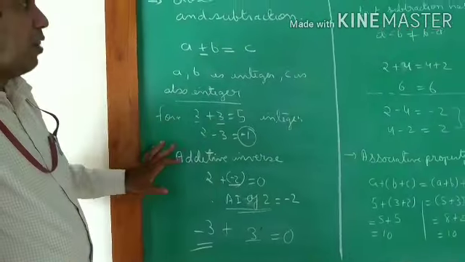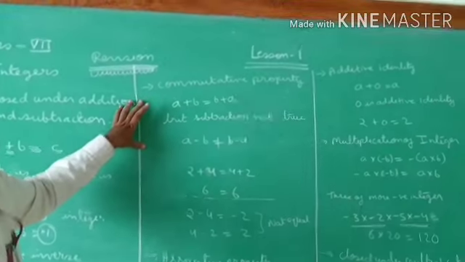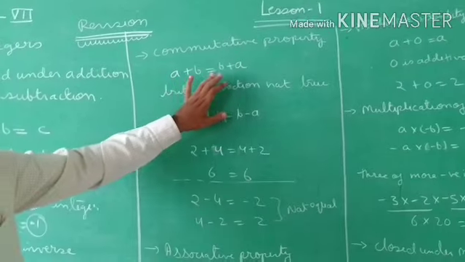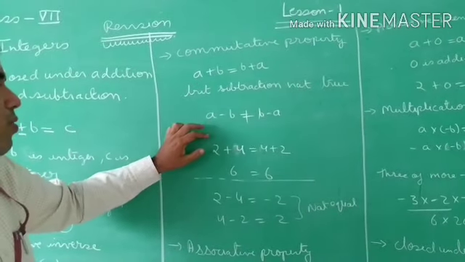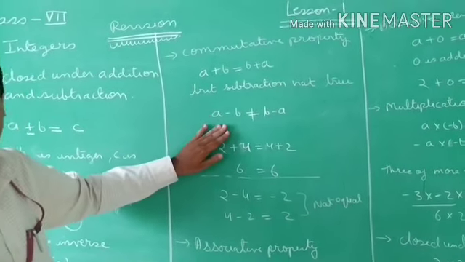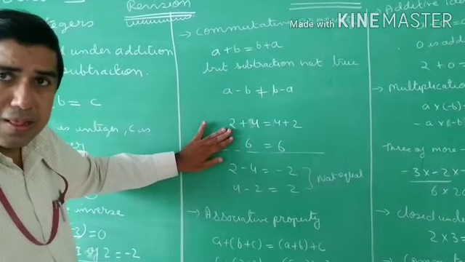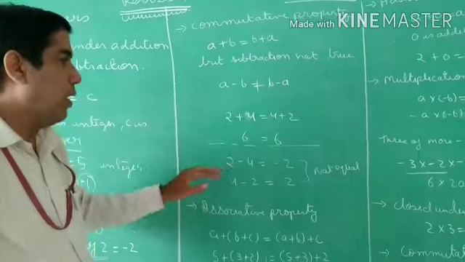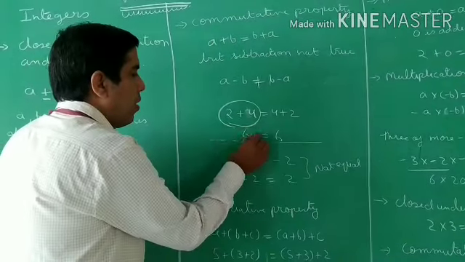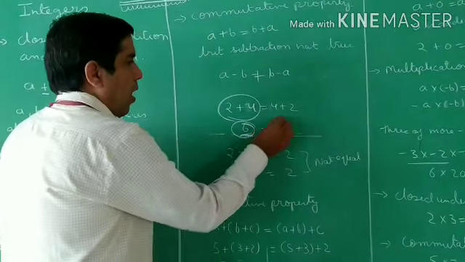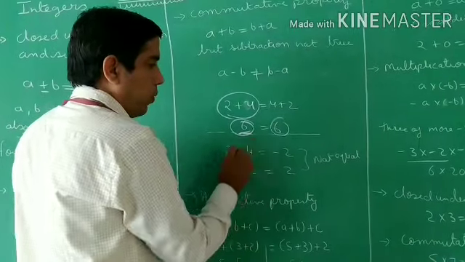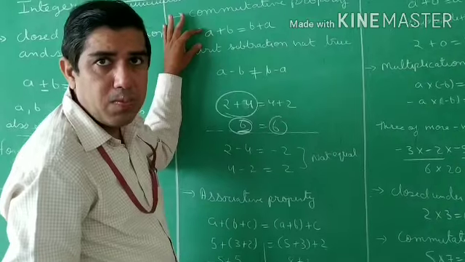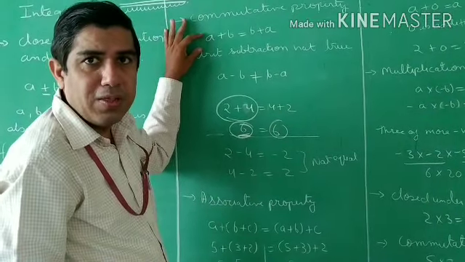Now, next one, the commutative property on the basis of addition. A plus B is equal to B plus A. Now you can see here, it is not true for subtraction. Just see the example. 2 plus 4 is equal to 4 plus 2. We have to verify. So 2 plus 4, what is the answer? We got the answer 6. And 4 plus 2 is also 6. So it means it is verified. Which property? A plus B is equal to B plus A.